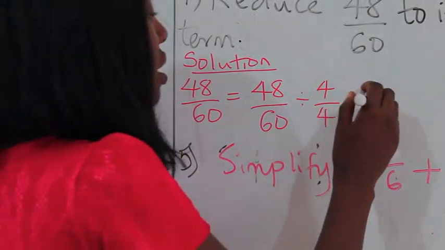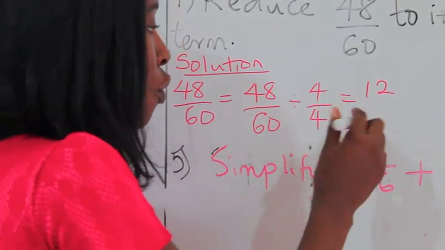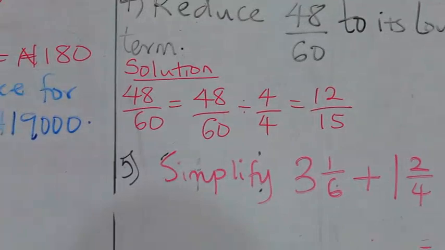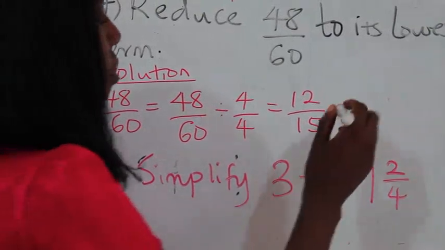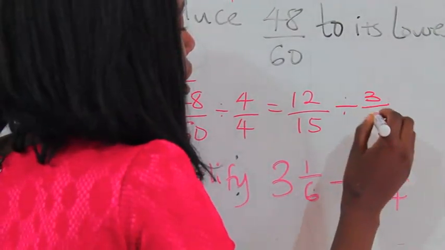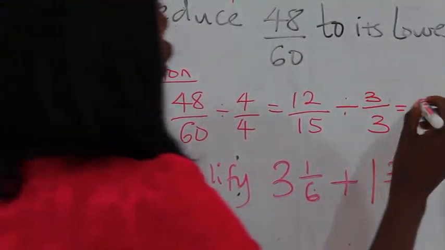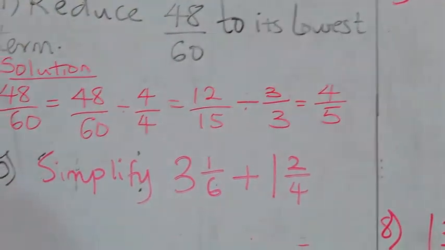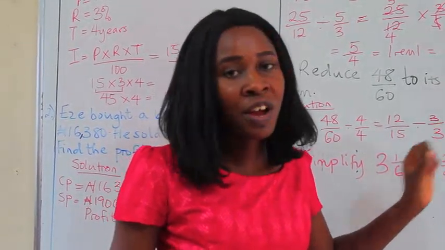48 divided by 4 is equal to 12. 60 divided by 4 is 15. If you look at the answer we just got, there's a single number that can still divide 12 and 15, and that number is 3 over 3. 12 divided by 3 is 4, and 15 divided by 3 is 5. That's our final answer, because there's no other single number that can divide 4 and 5 except 1.